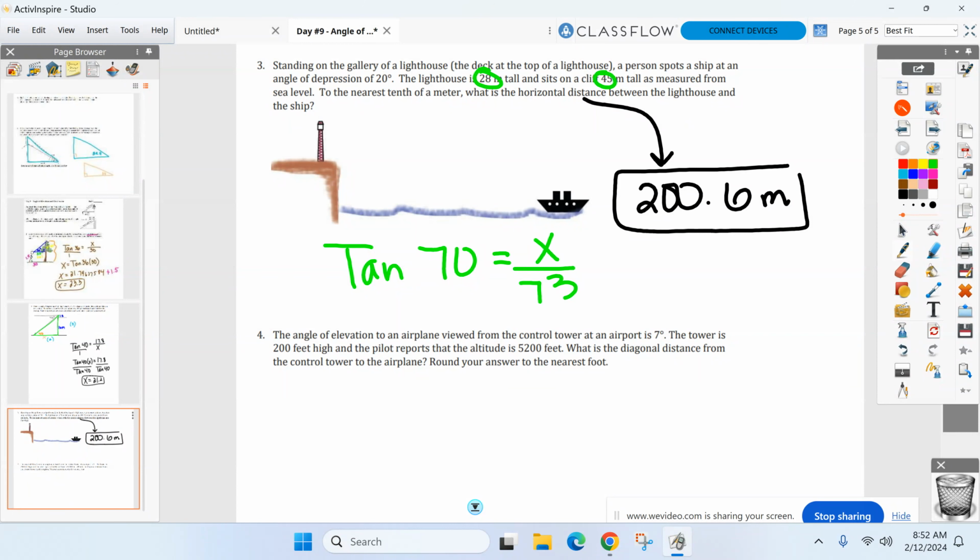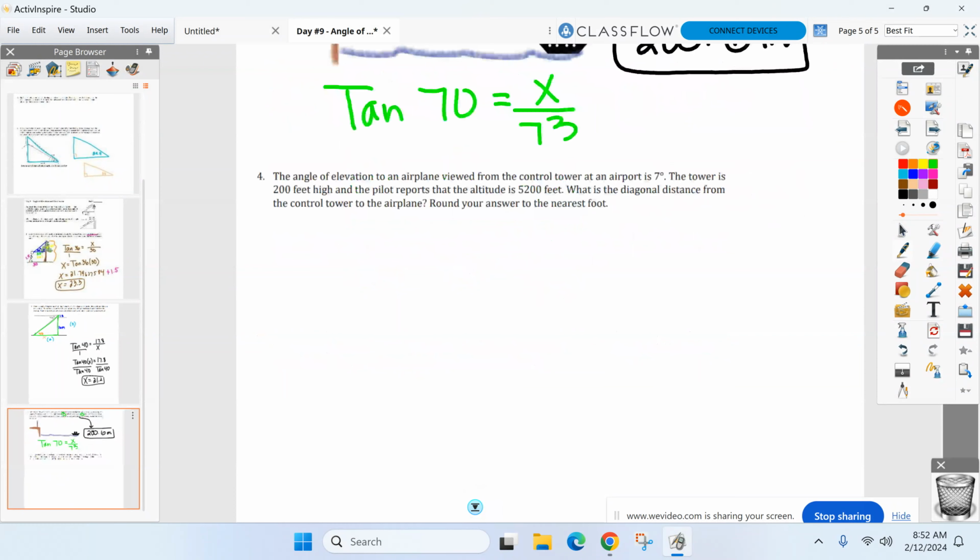All right, 4, I'll set it up with you, and then I'll let you solve it on your own here. There was just one vocabulary term I wanted you to know where to put the number. So we got elevation now, so we know we're looking up at something. We're looking up at an airplane from a control tower. So control tower, looking up to the airplane, that's a 7-degree angle of elevation.